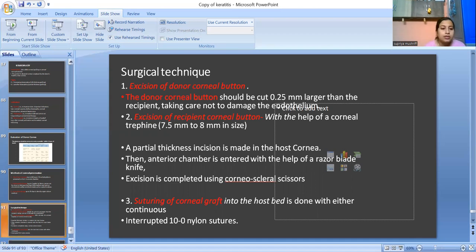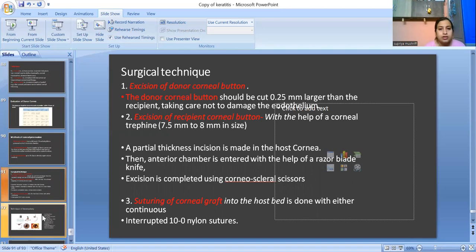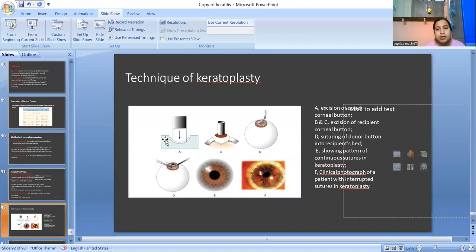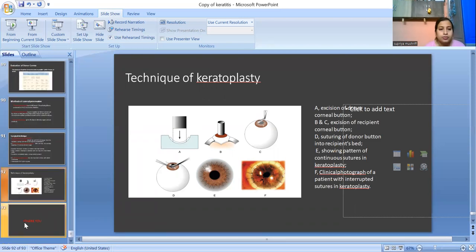This is how corneal transplantation is done. The same steps are seen in this picture. First step, excision of the donor cornea. Second and third steps show excision of the recipient corneal button. Then this step shows suturing, in a continuous pattern, and interrupted sutures. This is how keratoplasty is done.